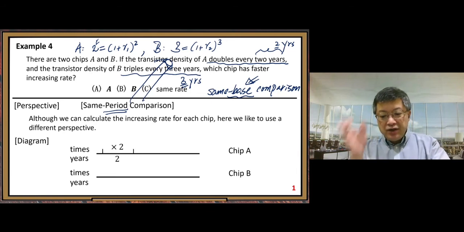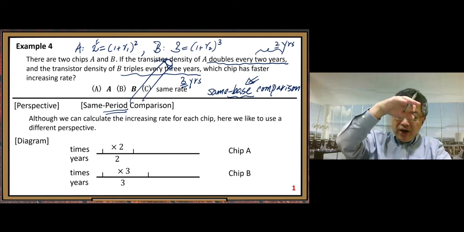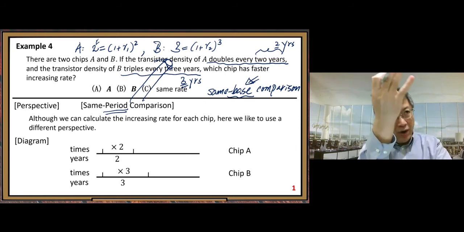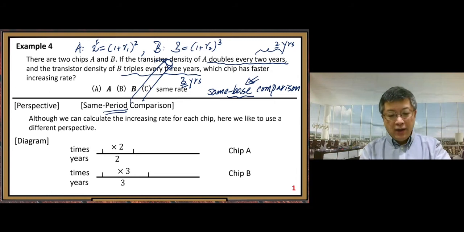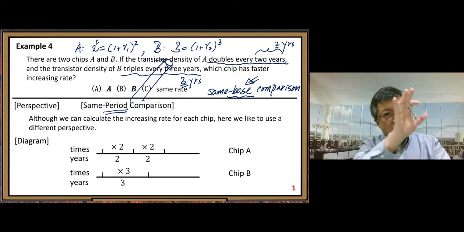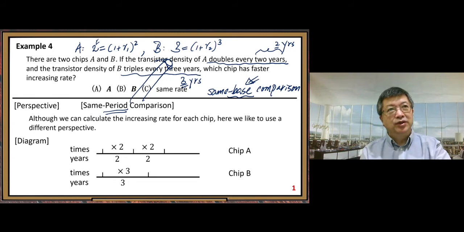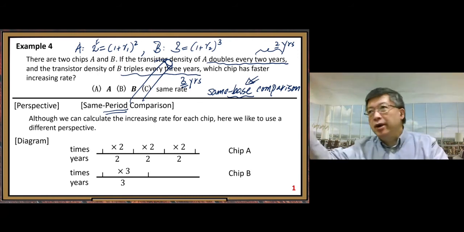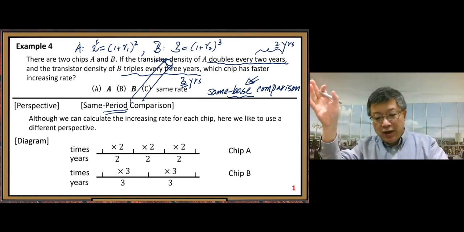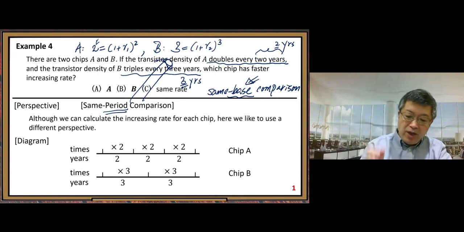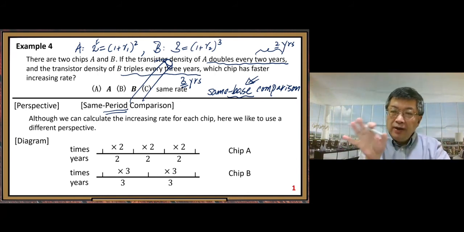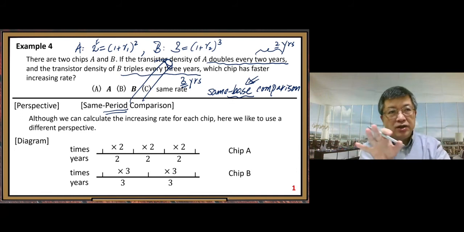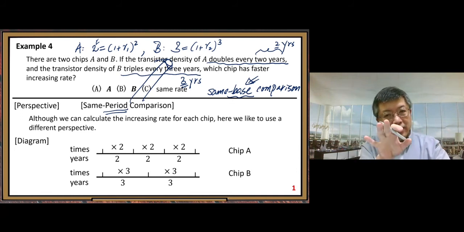All right, let's do it. In the first 2 years, chip A doubles once. In the first 3 years, chip B triples once. Then in the next 2 years, chip A doubles another time: 2 times 2, 4 times. Then after another 2 years, it has doubled 3 times in total. For chip B, it triples twice in 6 years: every 3 years, twice.